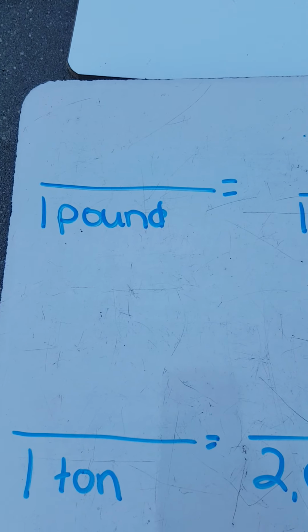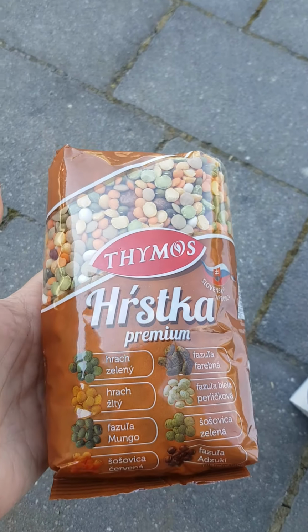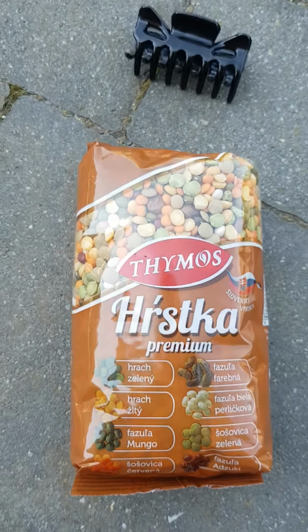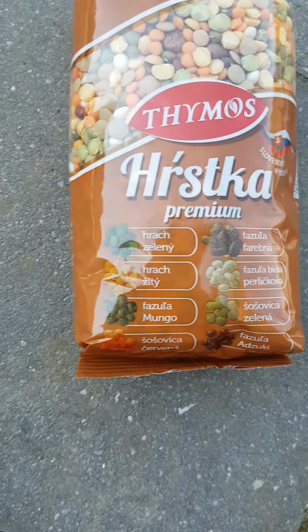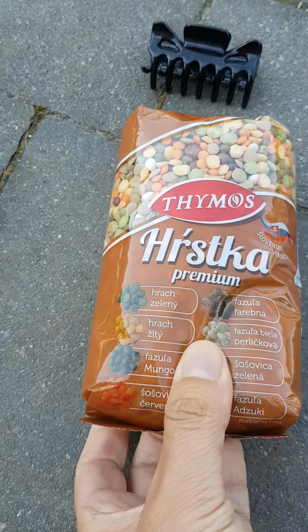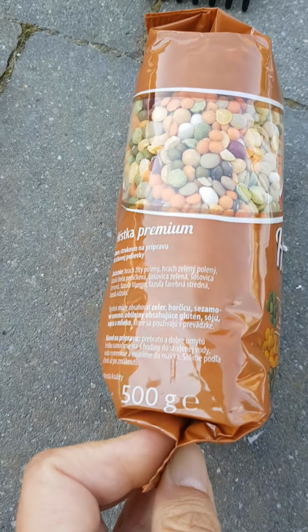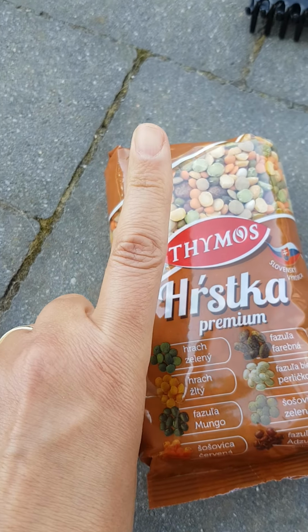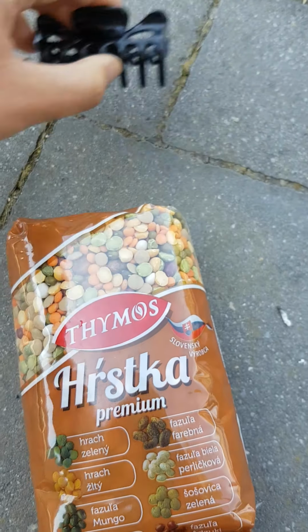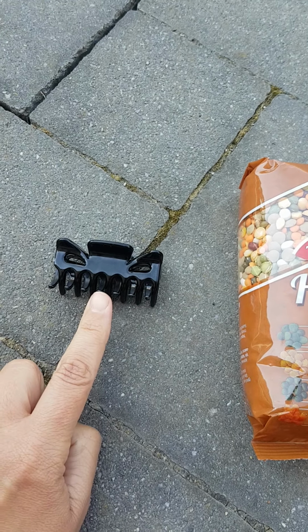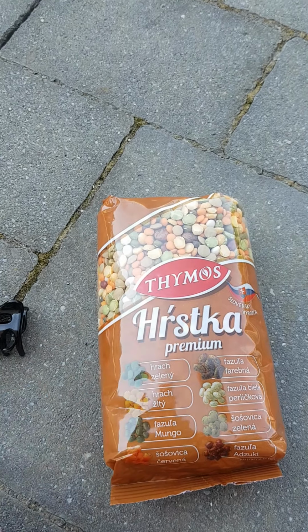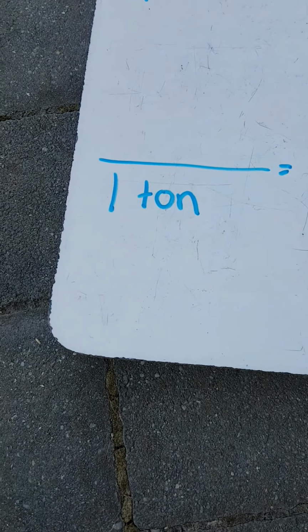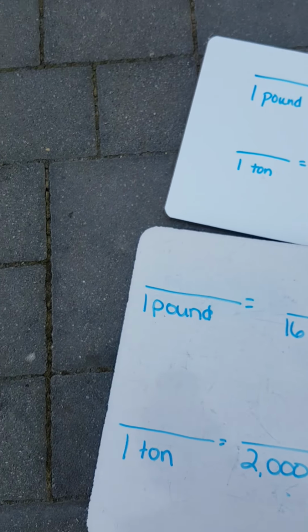To look at a pound, let's look in my pantry. I have some lentils. This is a pound. If I turn this on its side, it says 500 grams. 500 grams is equal to 1 pound. So here's an ounce, very light. Here's a pound. Now, how heavy is 1 ton?